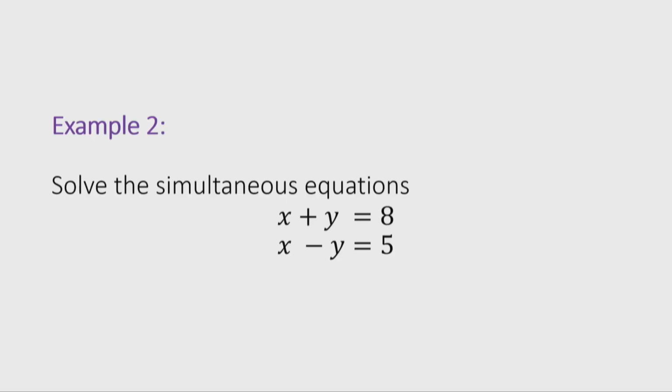Let us have a look at this second example. Solve the simultaneous equations x plus y equal to 8 and x minus y equal to 5. So here you can see that the coefficient of x in both equations will be 1 and the coefficients of y in both equations will be 1 as well. So we can decide whether we want to eliminate x or y.